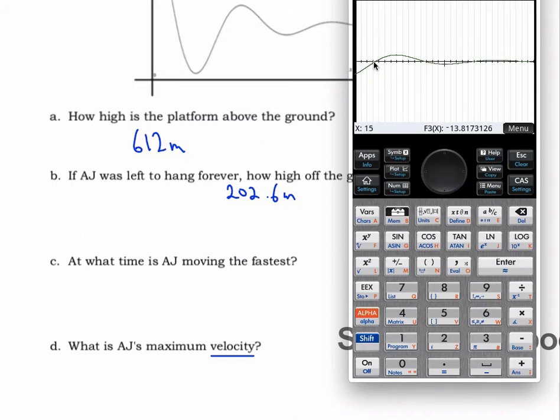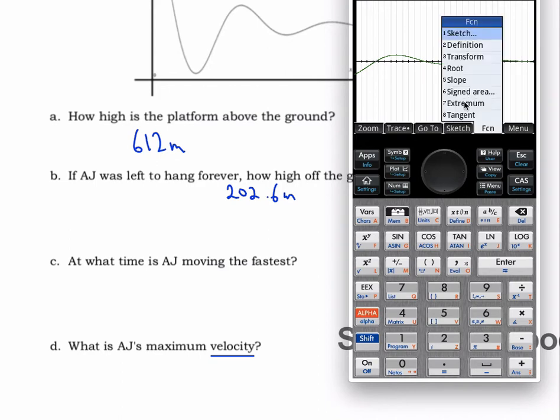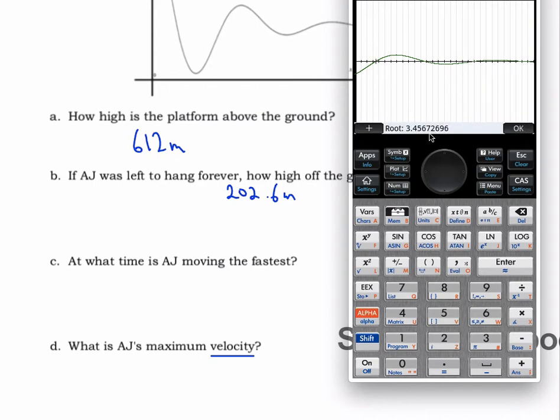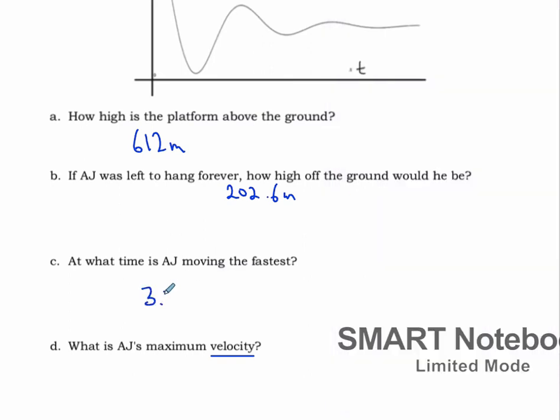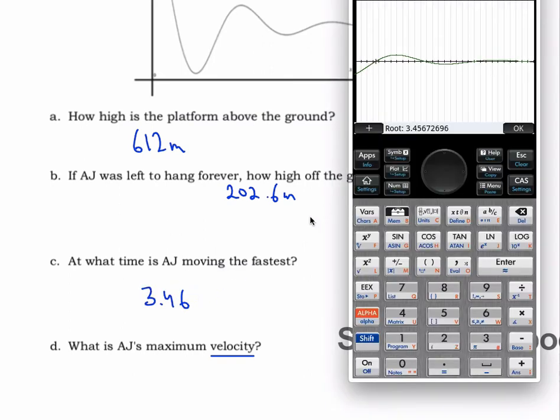So there it is, and we need to find the 0. So you can click over here and click on root. That'll find 0. So 3.46 is the time when AJ is moving the fastest, 3.46. Okay, let me show you how to do that on the TI-84.